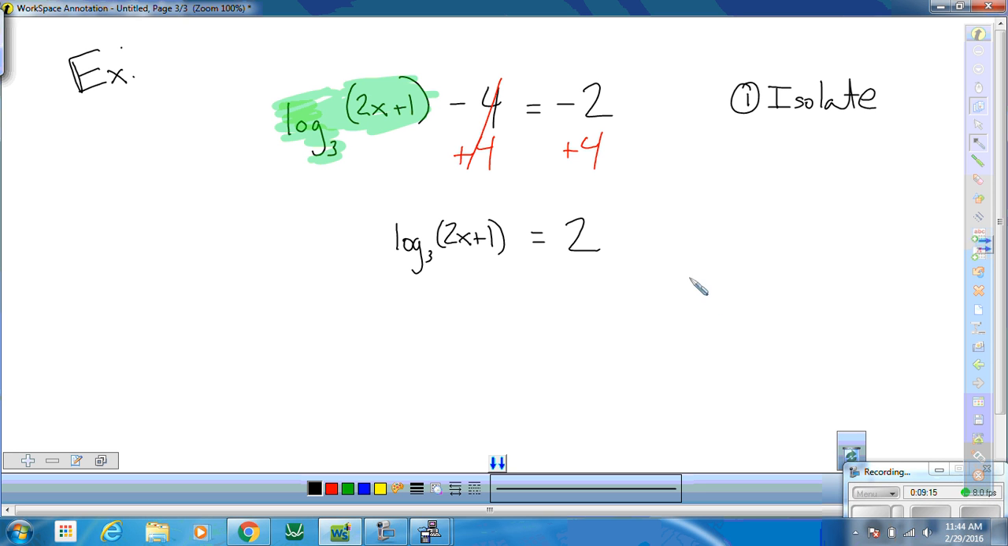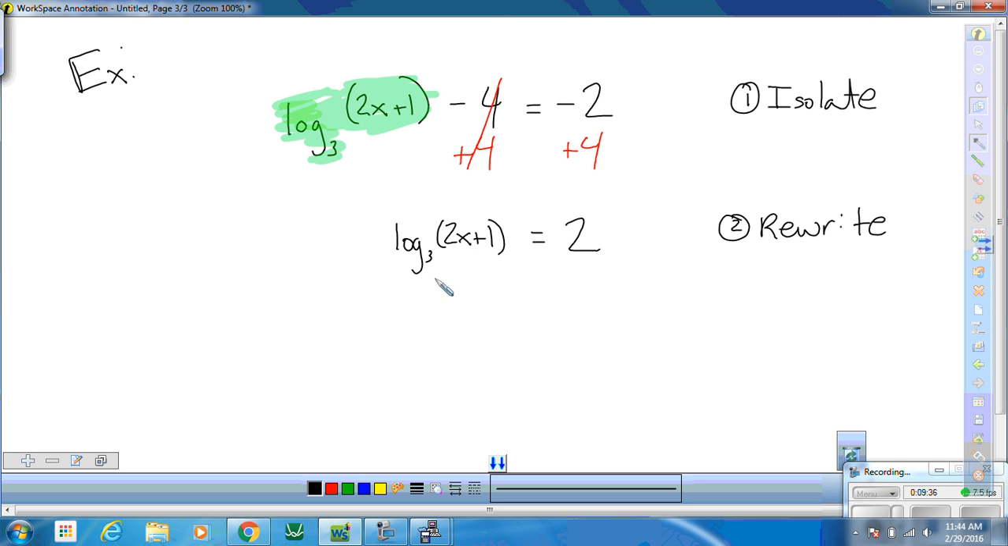Now, I am done isolating at this point. The numbers in here I can't get rid of. They are inside the log. If I have numbers inside the log or inside the exponent, I can't get rid of them. But anything outside of the log and the exponent, I do have to get rid of. But now this is isolated, so we have moved on to step 2, the rewrite step.